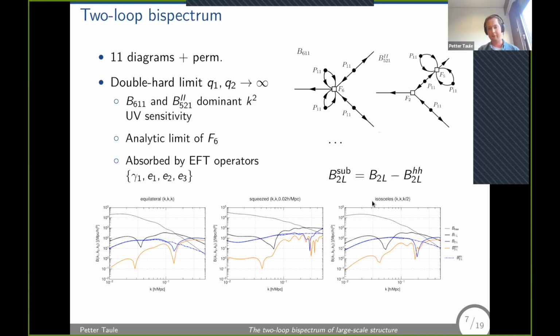So here again for the 3 different shapes, I hope this is not too small, on a log scale, we plot first of all the linear bispectrum, this gray line, and then the one loop is the black, and two loop is the blue line, and the double hard two loop is this dashed dotted line, which we can see is the dominant contribution to the two loop if we look at very large scales. And then removing this double hard limit, you're left with the yellow subtracted two loop contribution for all shapes.